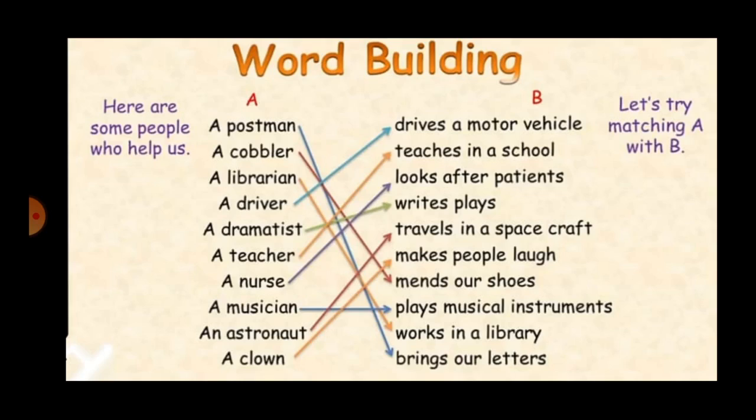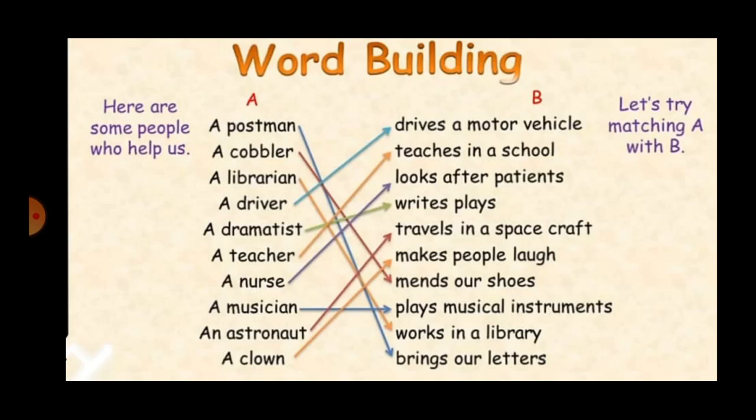Now let us see. First, in the column A, there is a postman. What a postman used to do? A postman brings our letter. So here we will match a postman with brings our letter in column B. Next is a cobbler. What a cobbler do? A cobbler mend our shoes. So we will match cobbler with mend our shoes.